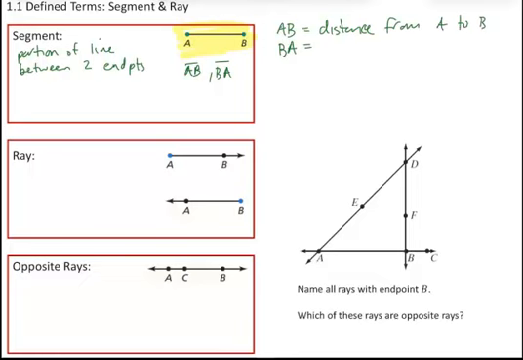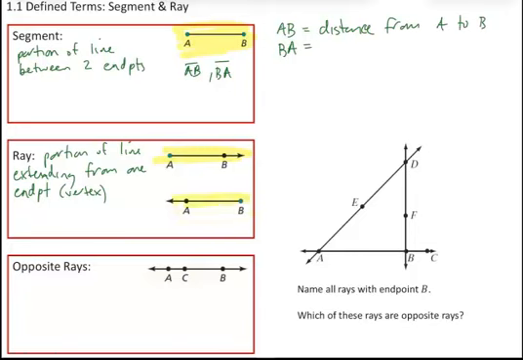Now, a ray is also a portion of a line, but it's not between two endpoints. It's marked off from one. So here you have a portion of a line that extends from one single endpoint. That endpoint is referred to as a vertex. And you see two different representations of rays here.